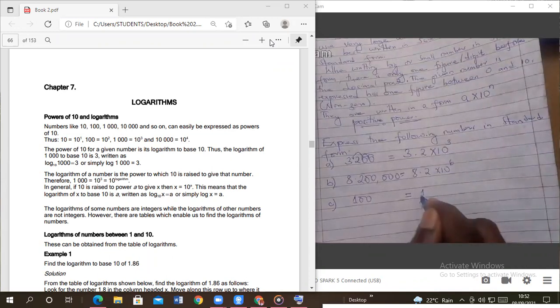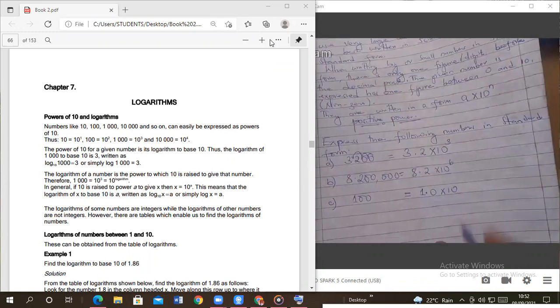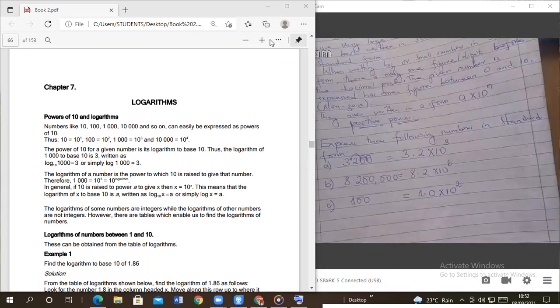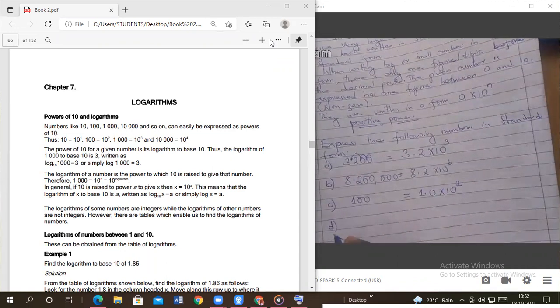1.0 times 10 to the power 10. 2. 10 to the power what? 10 to the power 2. Good. Teacher, I have a question. What if we say 1 times 10 to the power 2?